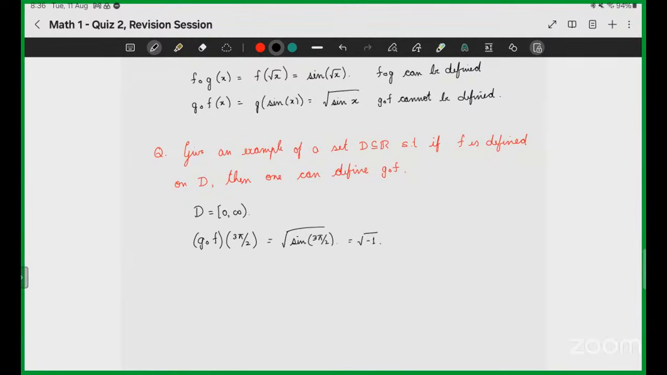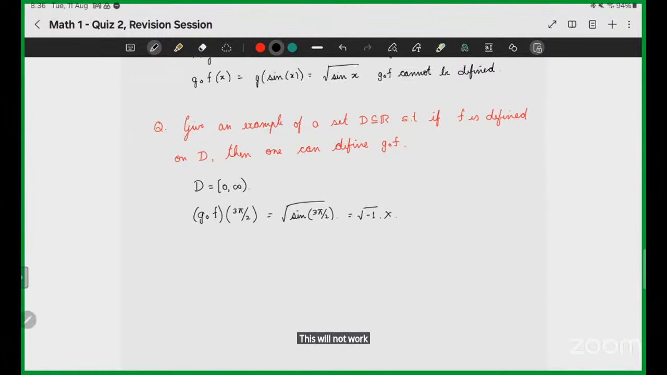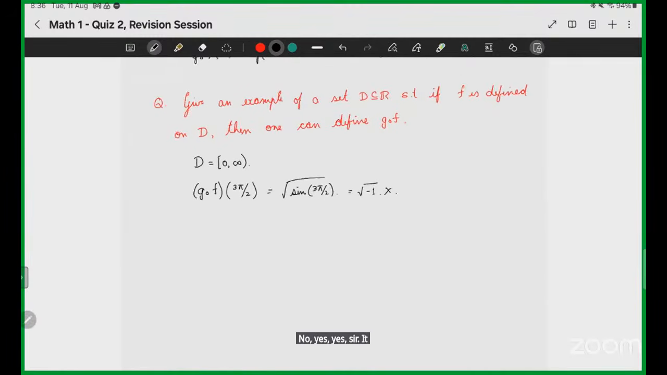So is it okay to just do D is all positive numbers? No, this will not work, right? Yes, sir. So let's draw this graph of the sine function. It's something like on the other side, I won't draw much.